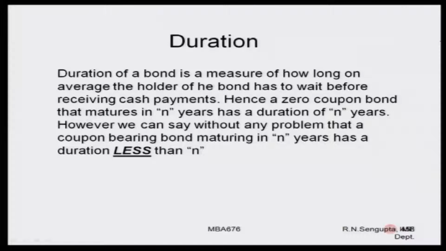If you talk about the duration of a bond, the duration of a bond is a measure of how long, on an average, the holder of the bond has to wait before receiving the cash payments. Hence, a zero coupon bond that matures in n years has a duration of n years. However, we can say without any problem that a coupon bearing bond maturing in n years has a duration which is less than n years, because duration means the actual time in which you will get back the total amount of money which you have invested.